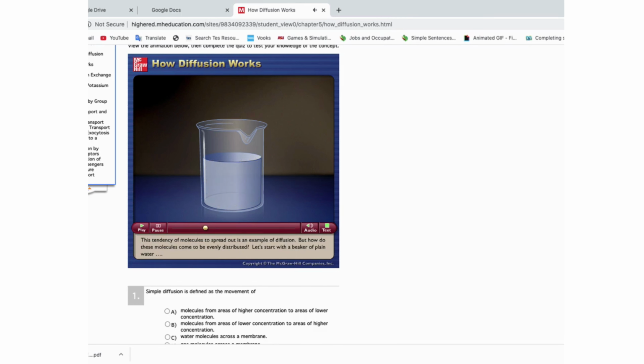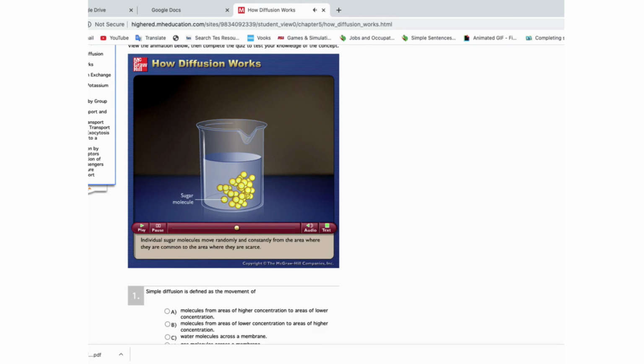Let's start with a beaker of plain water. What will happen if we now add a lump of sugar to the water? A lump of sugar is composed of many individual sugar molecules, and even as a solid lump, the individual sugar molecules are in motion. When the lump is dropped into the water, it begins to dissolve.